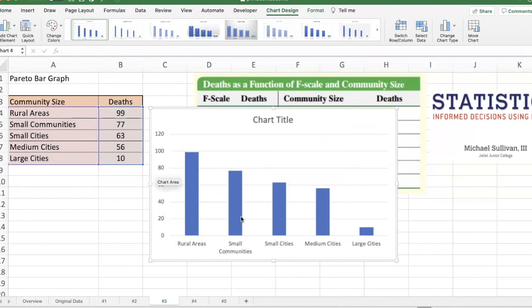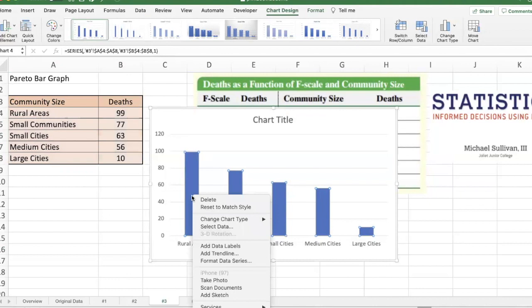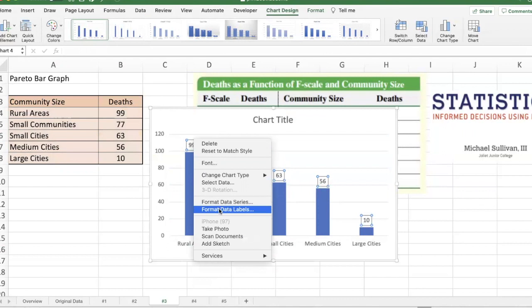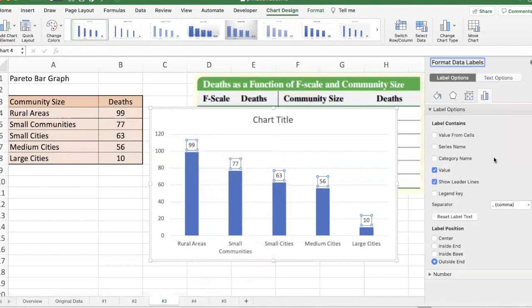You can do some interesting things, like if you click on one of these bars, it selects them all. And then if you control click or right click, you can add data labels, and it puts these numbers right on top. You can click on these and format them. These are called the data labels. And if you click on them, you can format those data labels, and a chart will come up over here. And I like to put it inside the end so that the bars actually are the heights. If you put the numbers on there, then it makes the bars look higher than they normally are.